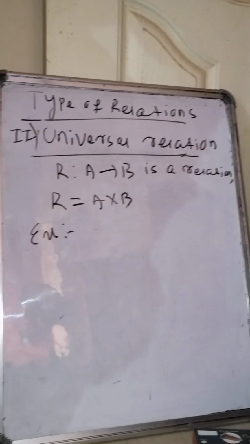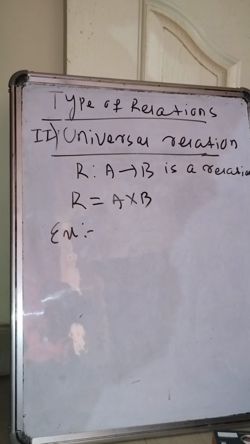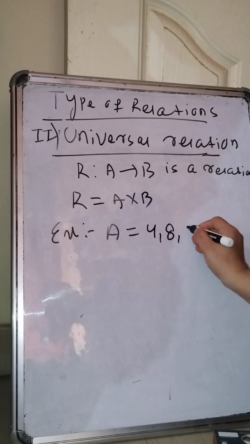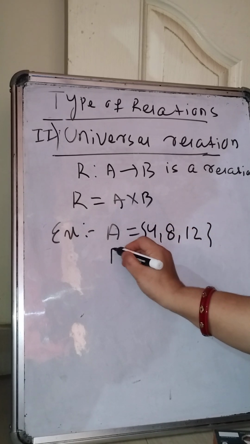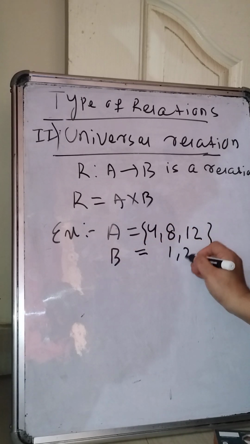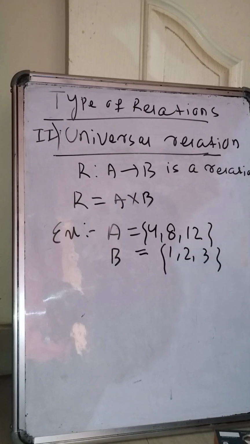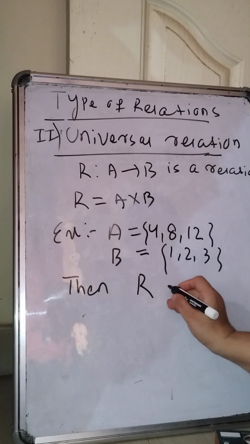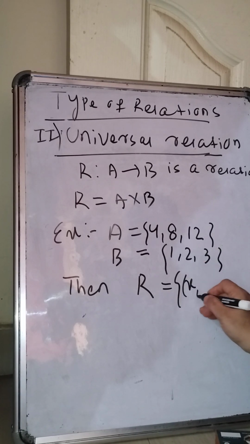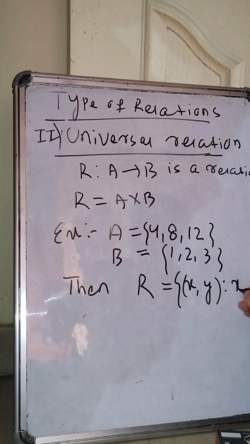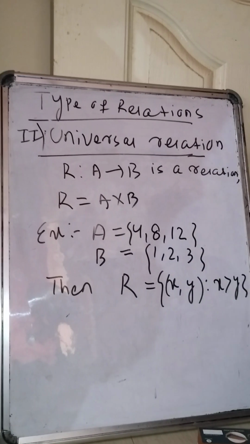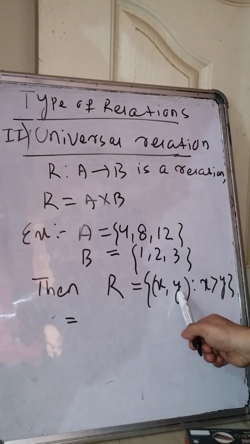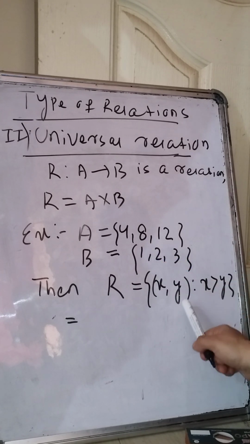Let us consider a set A of elements 4, 8, 12, and another set B of elements 1, 2, 3. Then we define the relation R as the collection of all those ordered pairs (x, y) such that x is greater than y. So in this case you find out the relation, the ordered pairs such that the first element is greater than the second element.